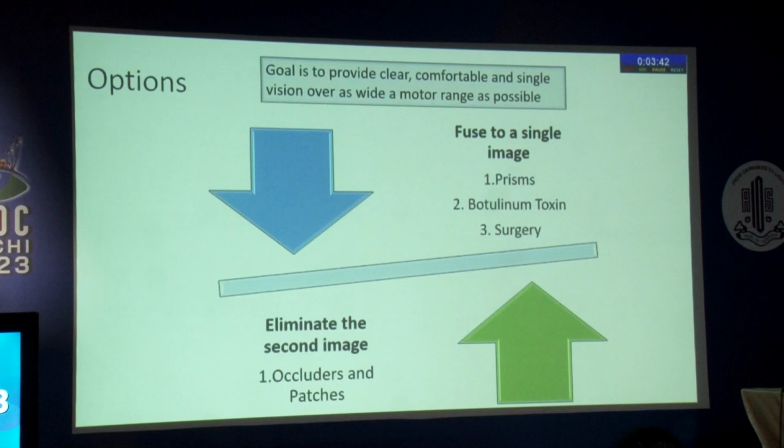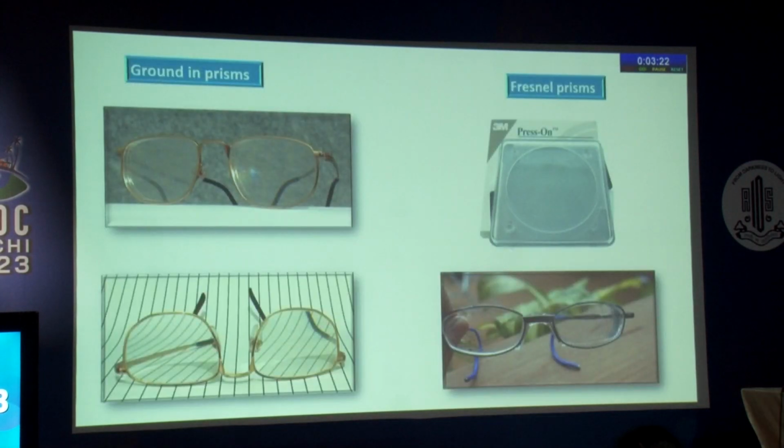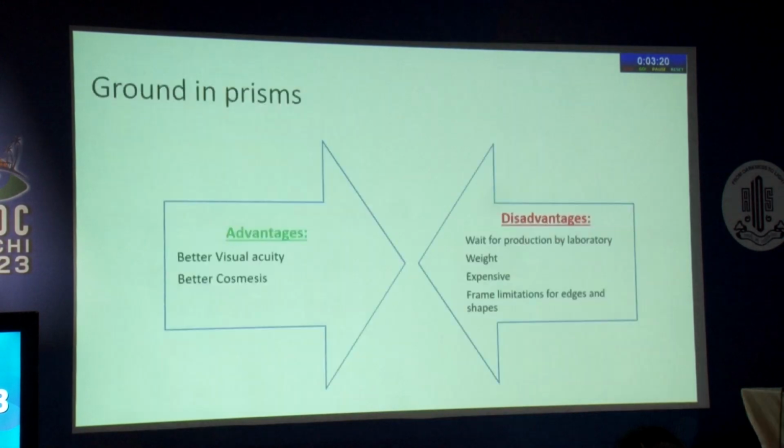There are two ways of looking into it. Either try to fuse to a single image with the help of prisms, botulinum toxin, or surgery, or, if that is not possible for some reason, at least try to eliminate the second image with the help of occluders and patches. Prisms are very effective in most patients, but they are effective only for small comitant and incomitant deviations. There are two types of prisms, ground-in prisms and Fresnel prisms. Ground-in prisms give better visual acuity and better cosmesis, but the disadvantages are a waiting time for manufacturing and dispensing, weight, expense, and frame limitations for edges and shapes.